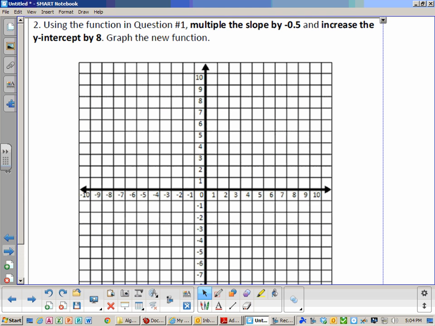Look at question 2. Gets a little tricky. Using the function in question number 1, you're going to multiply the slope by negative 0.5 and increase the intercept by 8. The y-intercept by 8. Graph the new function.